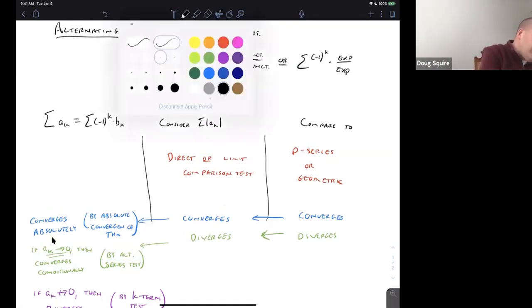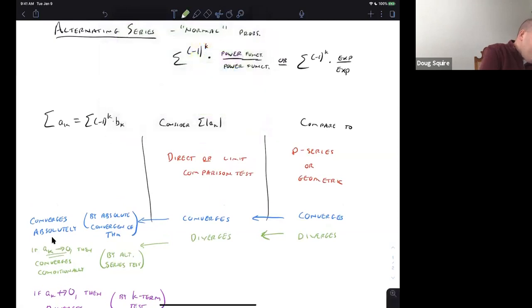And just real quick, we explained that yesterday by saying, if you have a positive sequence that goes to 0, chances are it's decreasing. The only way that doesn't happen, if it's positive and goes to 0, is if it's bouncing and still closing in on 0. But if you have functions where it's all power functions over power functions, or all exponential functions over exponential functions, that's not possible.